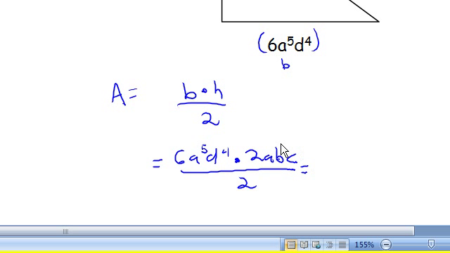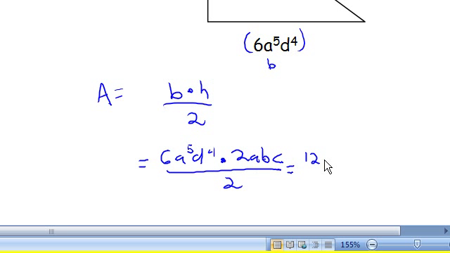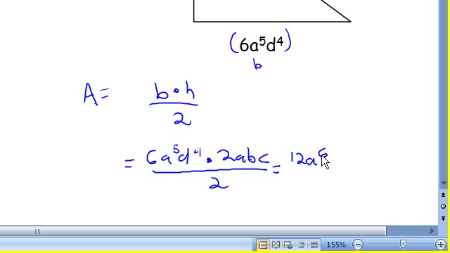All right. So that equals 6 times 2 is 12. A to the 5th times a is a to the 6th. D to the 4th times, well, there's no d's over here, so we'll just write d to the 4th. And we already took care of that a. We multiplied that a times this a to get a to the 6th, so that's done. And I don't see any b's or c's over here, so let's just copy down b, c. Don't forget, this is all still over 2.